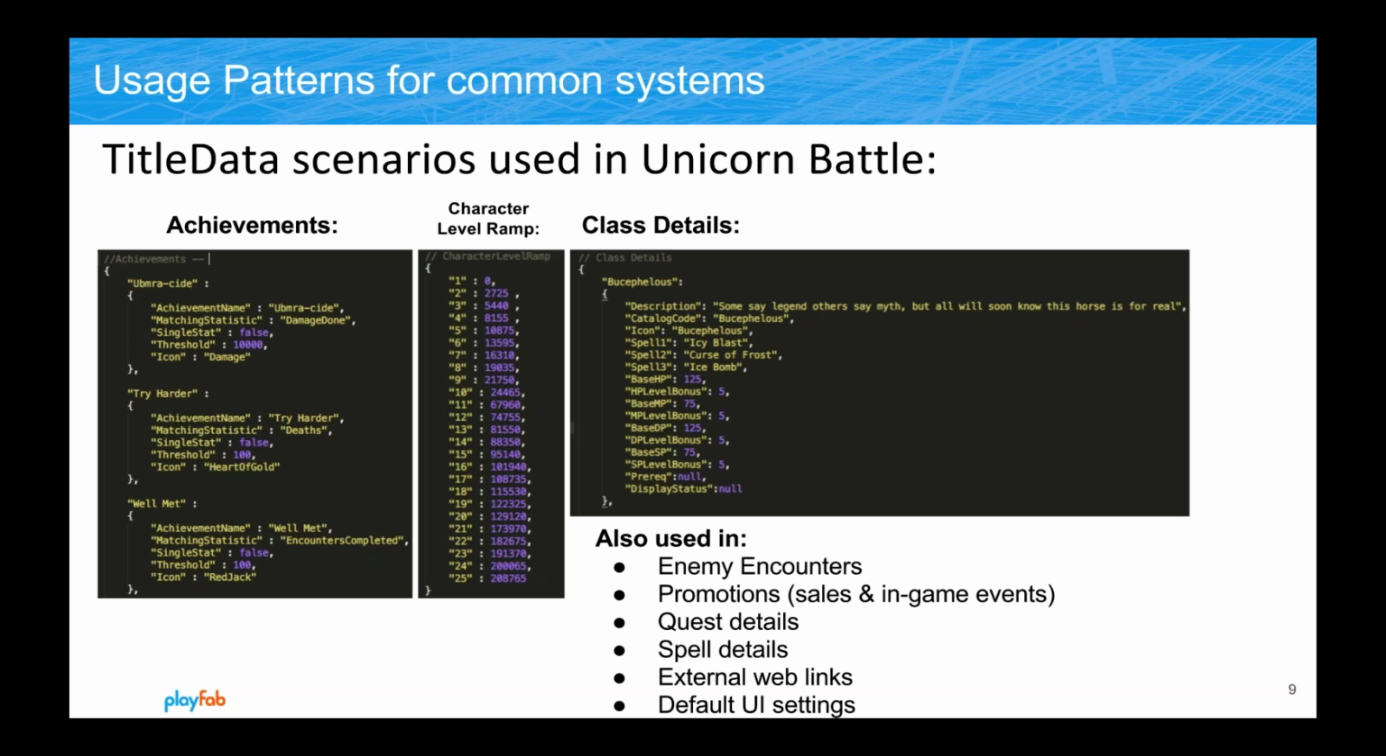You never have to make new builds of the client. It all streams in and is managed ad hoc for each client independently based on this centralized title data. Quest details, spell details, and external web links to our community site, to our help sites. All of these things can be easily stored on the server and then pulled down at runtime.